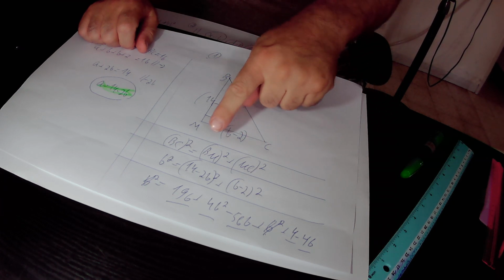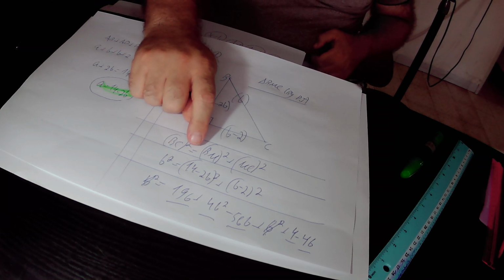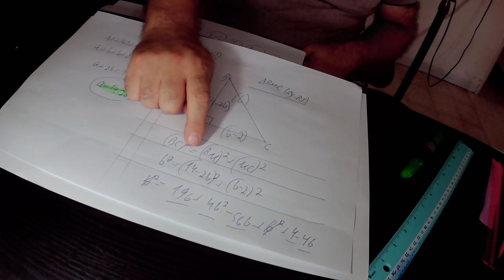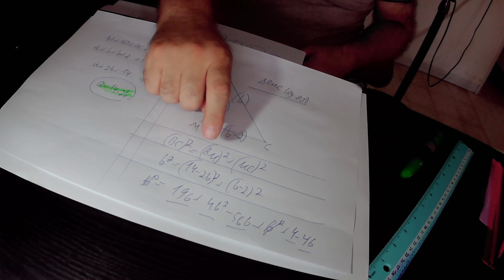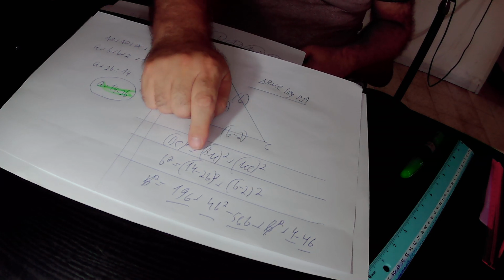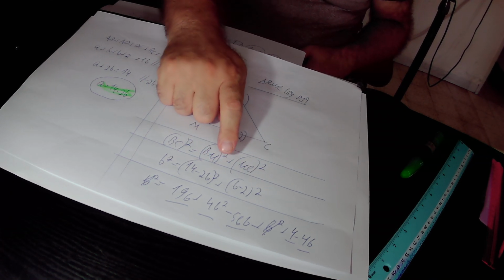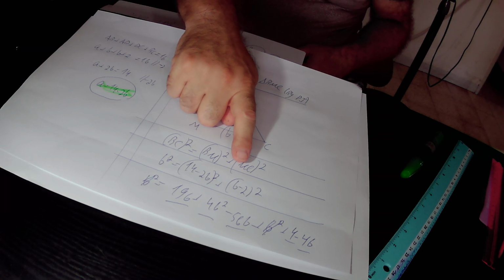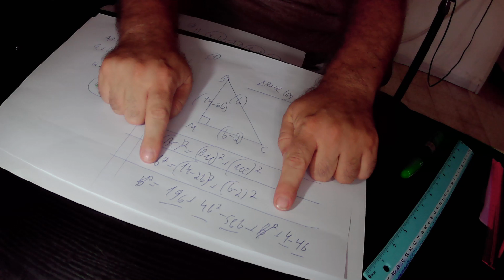Here we open the brackets on this side of the equation. (14 minus 2B) squared equals 14 squared, that is 196, plus (2B) squared, that is 4B squared, minus 2 times 14 times 2B, that is minus 56B. Then (B minus 2) squared equals B squared plus 2 squared, that is 4, minus 2 times B times 2, that is minus 4B. Here we have B squared on both sides of this equation, so B squared gets cancelled.